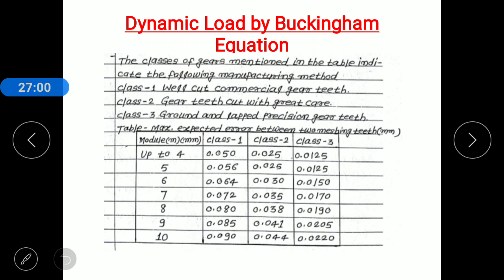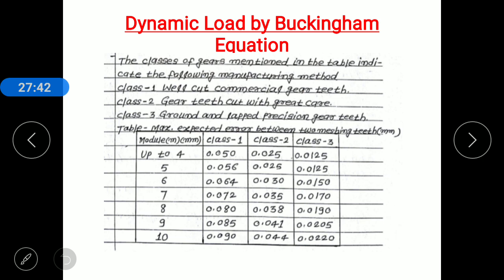When we solve problems on beam strength and wear strength, these things shown on the screen are very important. The classes of gears mentioned in the table indicate the following manufacturing methods. Class 1, well cut commercial gear teeth. Class 2, gear teeth cut with great care. Class 3, ground and lapped precision gear teeth. Table: maximum expected error between two meshing teeth in millimeter.